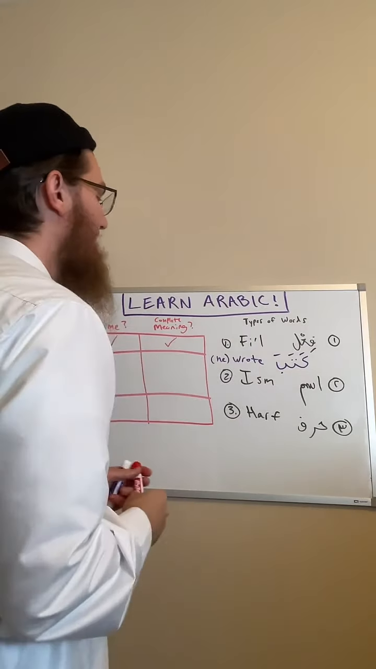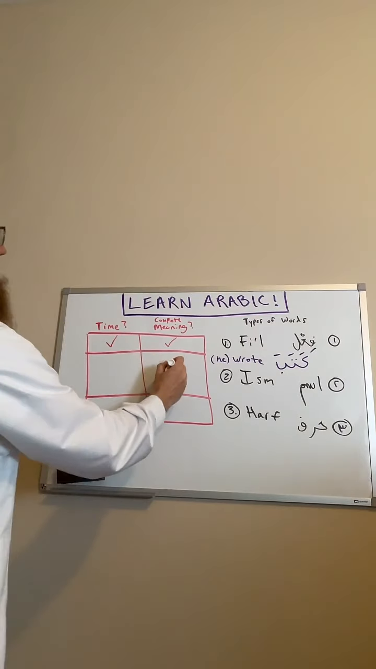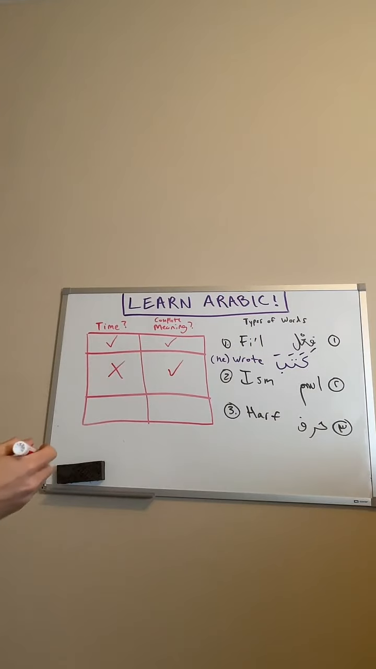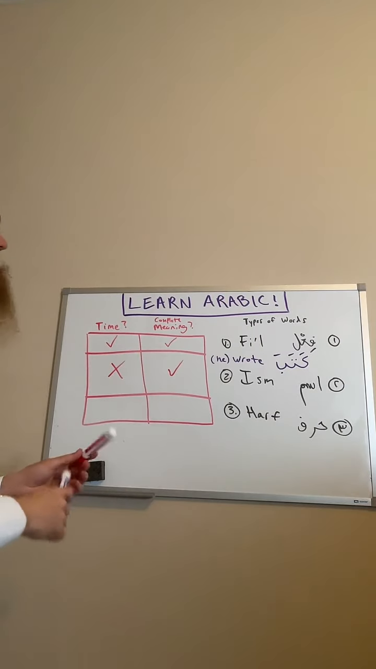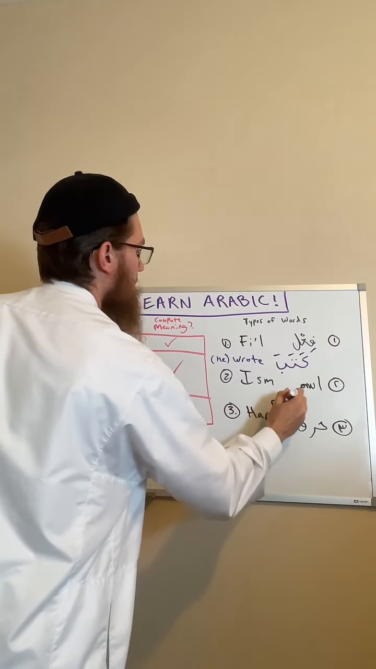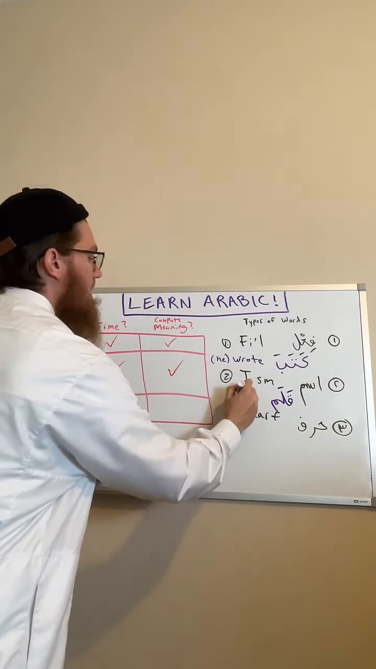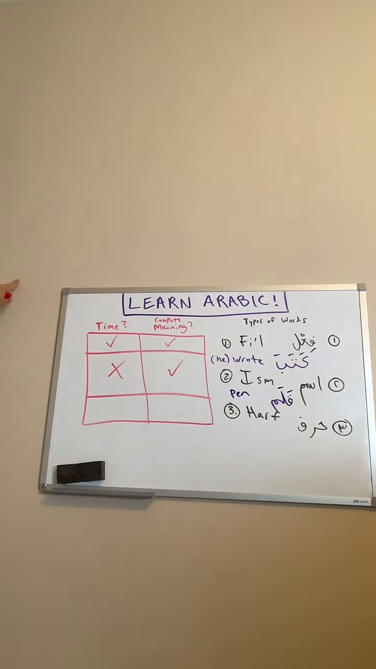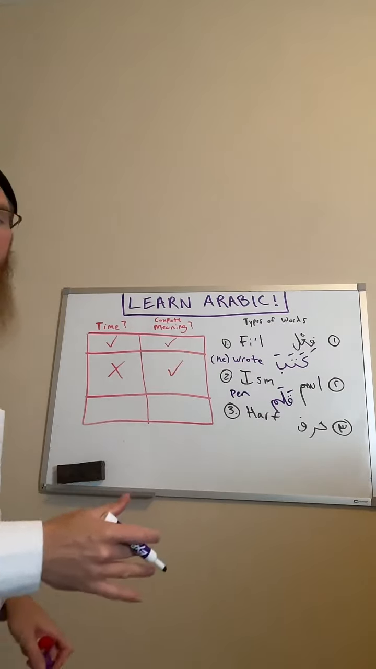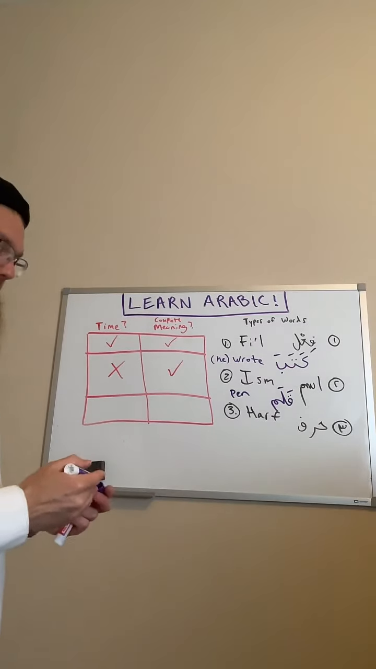The next category is the ism. The ism has a complete meaning, but it does not have a relation to time. It does not have a past, present, or future tense. So for example, qalam. Qalam means pen. That has a complete meaning, but it does not have a relation to time.